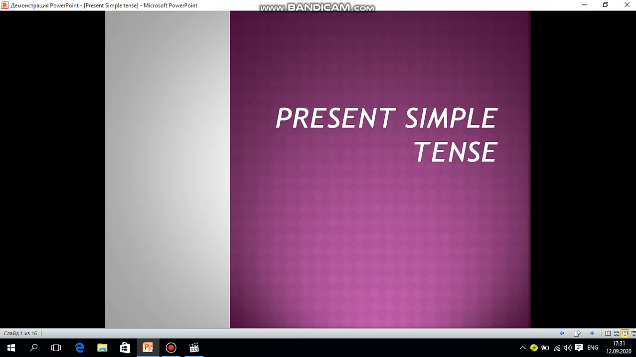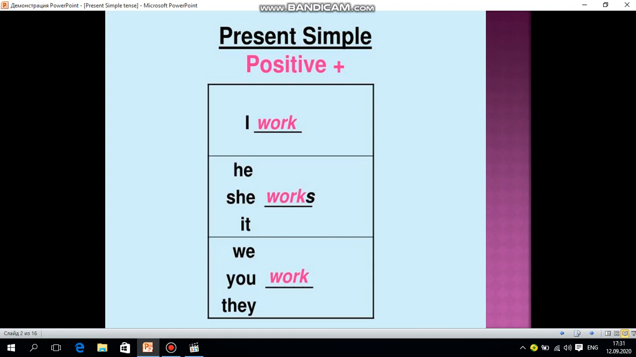The theme of our lesson today is the present simple tense. This tense is one of several forms of present tense in English. It is used to describe habits, unchanging situations, general truth, and fixed arrangements. Just use the base form of the verb. For example, I work, we work, they work. The third person singular always takes an ending s. For example, he works, she works.